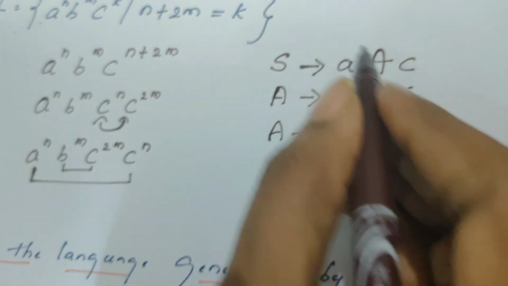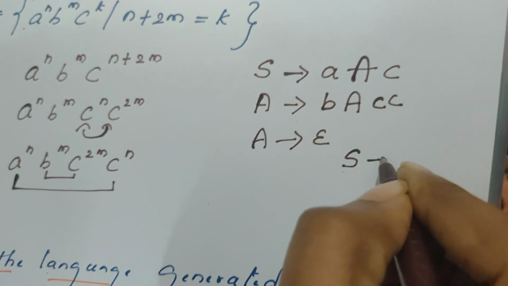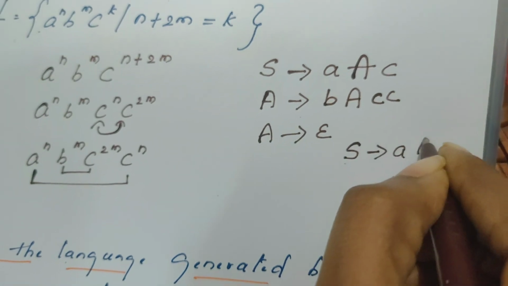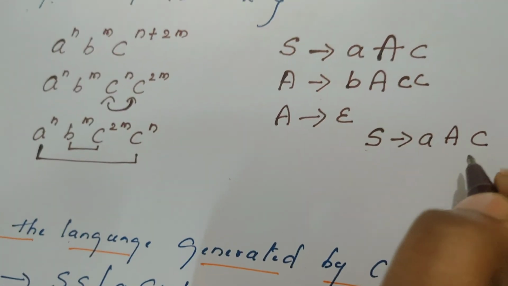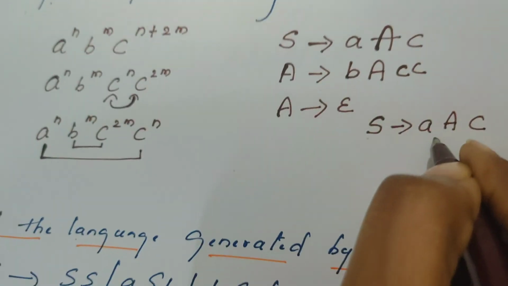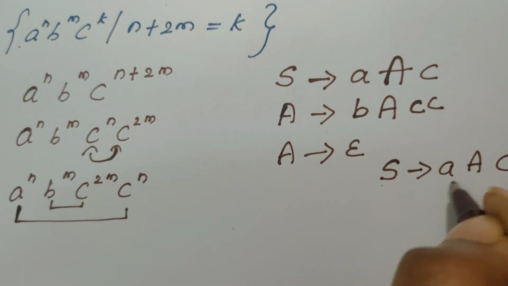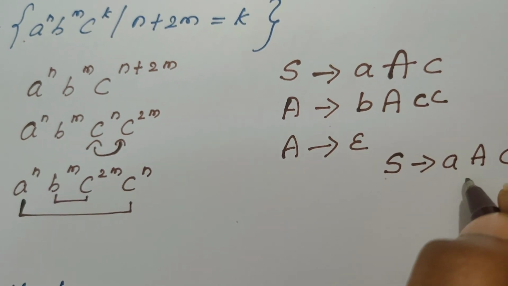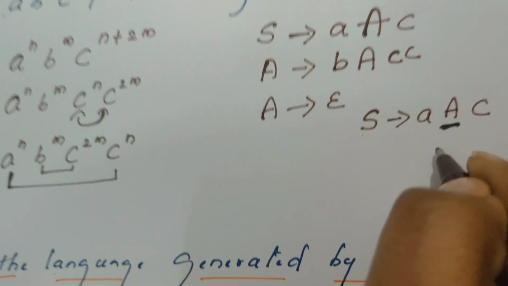Now, just let me give a picturization of this. S is the start symbol. This S can be replaced by A S C. But suppose I want to introduce more A's. Now it produces only one A and one C, right? Immediately it is asking us to replace this A by B A C C.